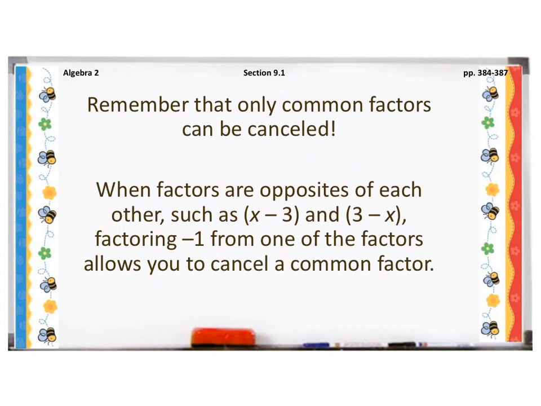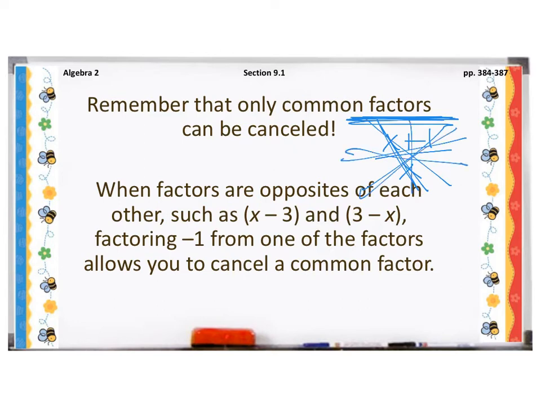Okay, remember that only common factors can be canceled. Only factors. If I have x plus 1 over x, you can't do that. Those are not factors. x is not a factor of x plus 1. Only multiplications can be undone through division. You cannot undo that plus sign. So this is a big fat no-no.